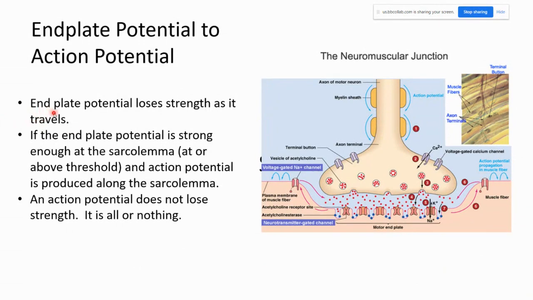So just to summarize, the end plate potential loses strength as it travels, but if the end plate potential is strong enough at the sarcolemma, here or here, now we get an action potential, and that's going to go along the entire sarcolemma. An action potential does not lose strength, so once that excitability hits here or here, it's like dominoes. We get this voltage across your entire muscle fiber, which we don't see on this picture. It's just a very tiny area on it.